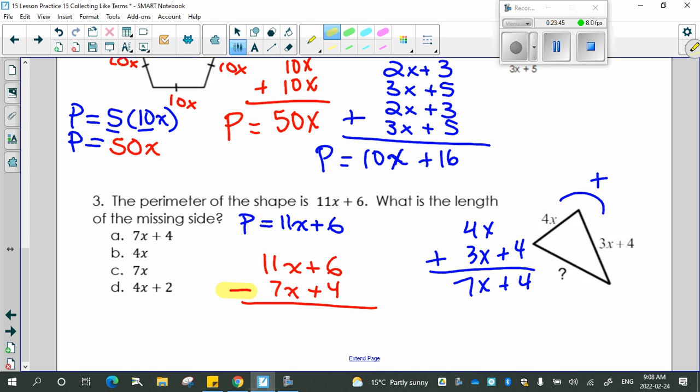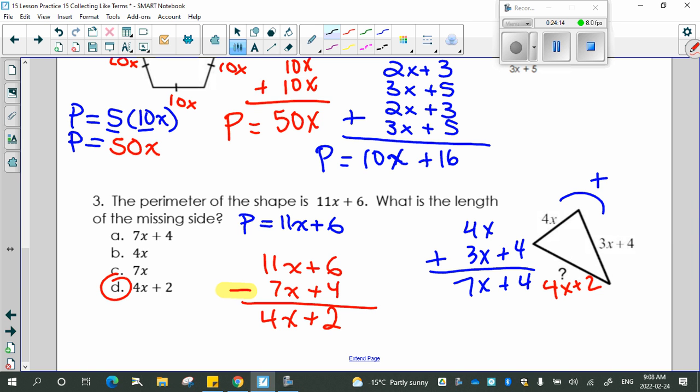Sure. Thanks. Okay, so positive 6, you're going to think to yourself, take away, minus positive 4 is positive 2, okay? And then 11x take away 7x is 4x. So that side here must be 4x plus 2, which is D.